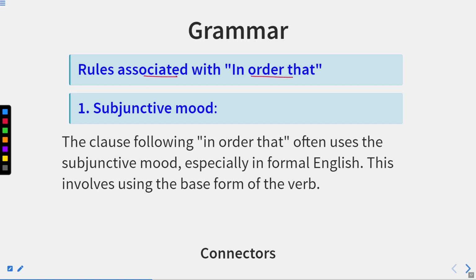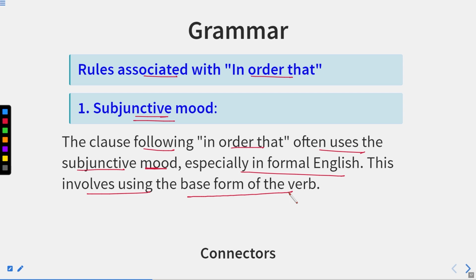Rules associated with in order that. First of all, the most important thing is subjunctive mood. The clause following in order that often uses subjunctive mood, especially in formal English. This involves using the base form of the verb. So here we use the base form of the verb.